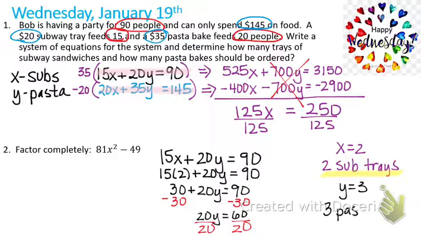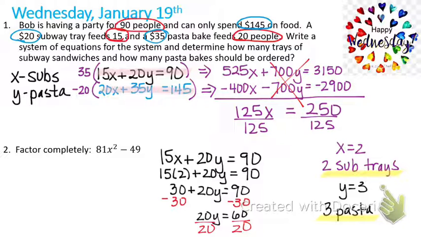So remember, for a word problem, we don't necessarily write that answer as an ordered pair. We just need to answer the question. So the question says, how many pasta bakes should be ordered? We need 3 pastas and we need 2 subs.